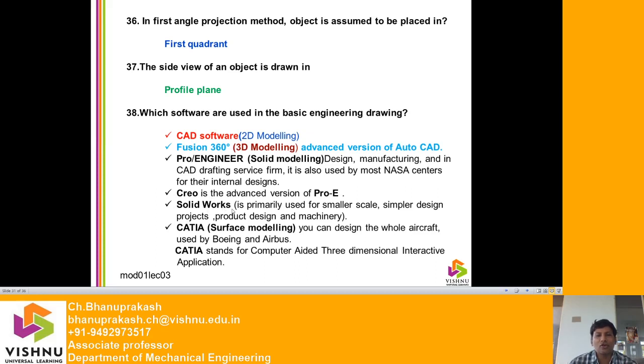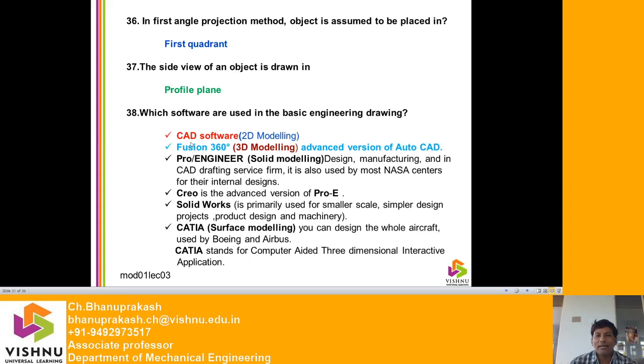Next one, sir, any other software? SolidWorks. Sir, what is the use of SolidWorks? Generally, we can do solid modeling. It is primarily used for smaller scale, simpler design projects, product design, and machinery. For these functions, they are using SolidWorks. Next, CATIA. CATIA is a surface modeling tool. You can design an entire aircraft. Boeing and Airbus use CATIA. What is meant by CATIA? CATIA stands for Computer Aided Three-Dimensional Interactive Applications.